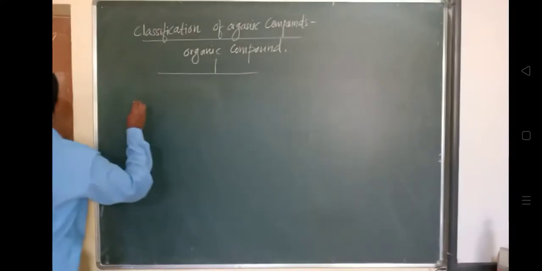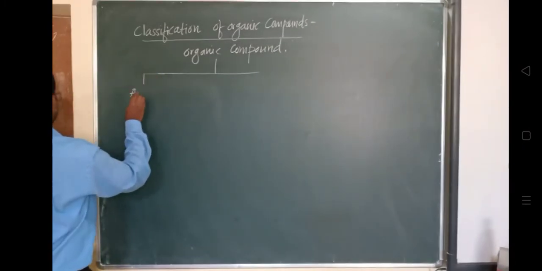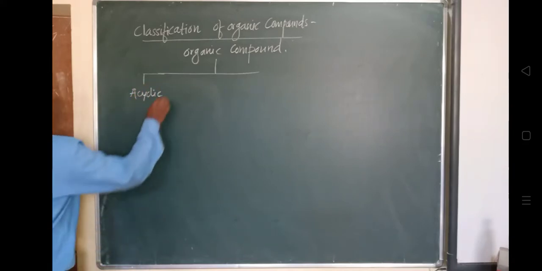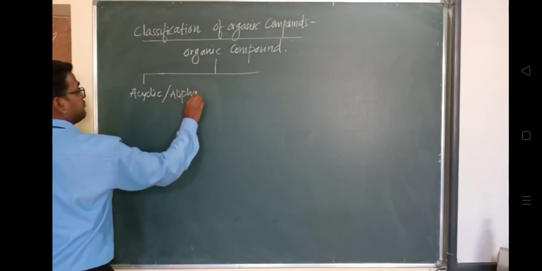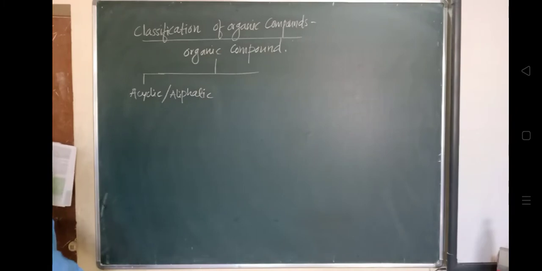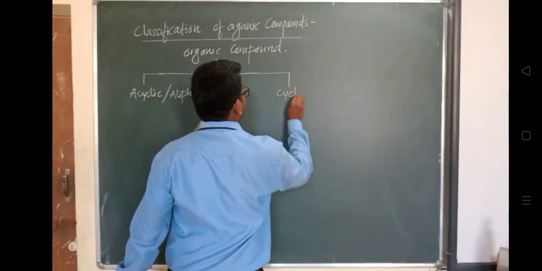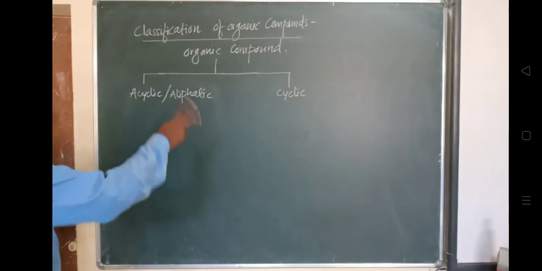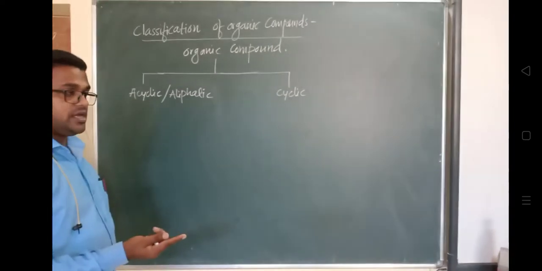One is acyclic, which will not be cyclic. Acyclic is also called aliphatic, aliphatic organic compounds. Another one is the cyclic compound. Now what is the difference between cyclic and acyclic? Acyclic will not be a closed structure, it will not be a cyclic structure.